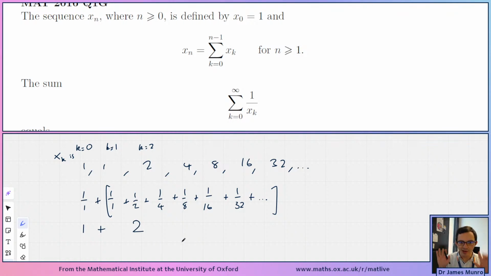Either using the formula or just, I've seen this sum before a few times. 1 and a half and a quarter and 1/8 and 16th, halving, halving, halving, halving. Going to get closer and closer to 2. 1 plus 2 is 3. Good. Yes.